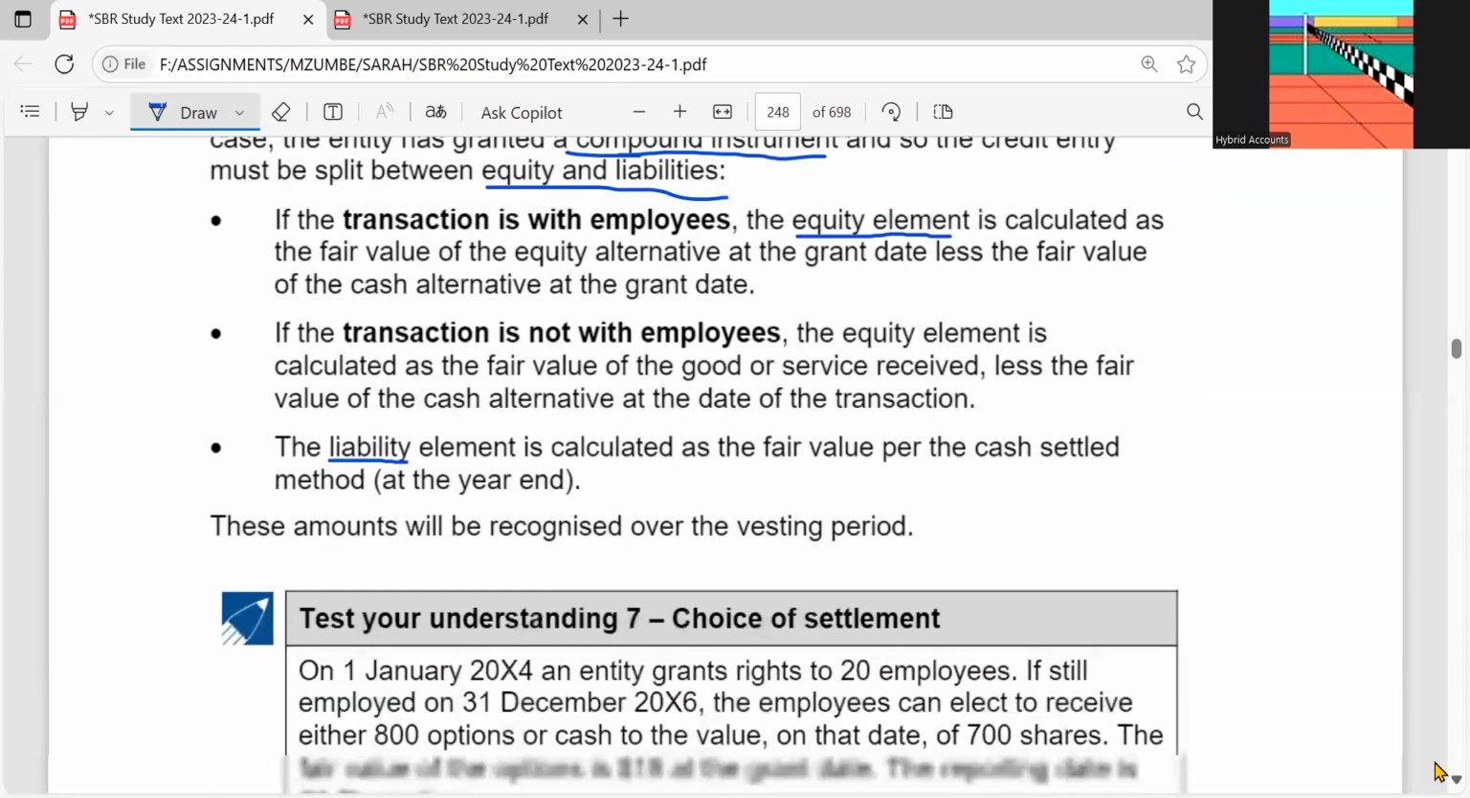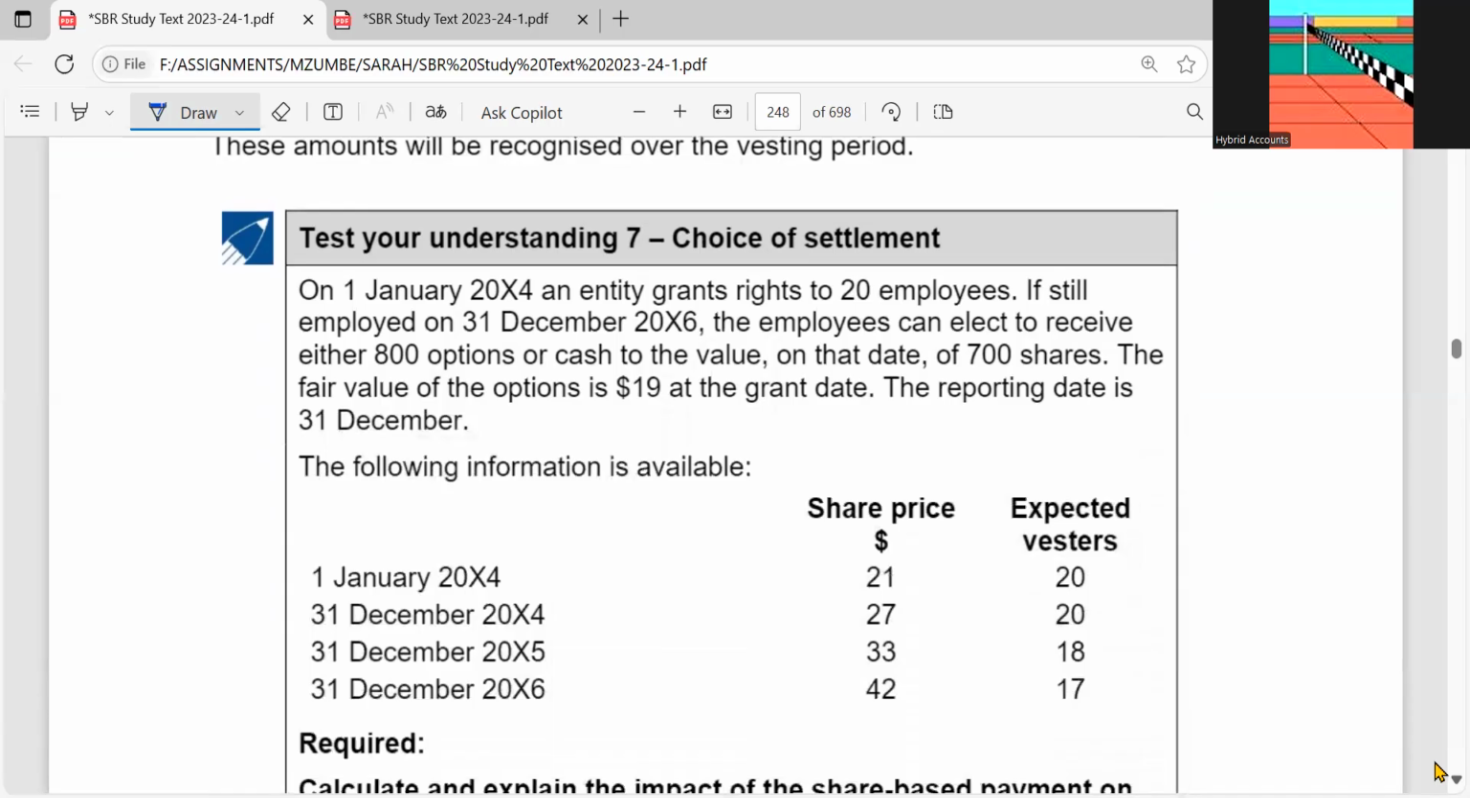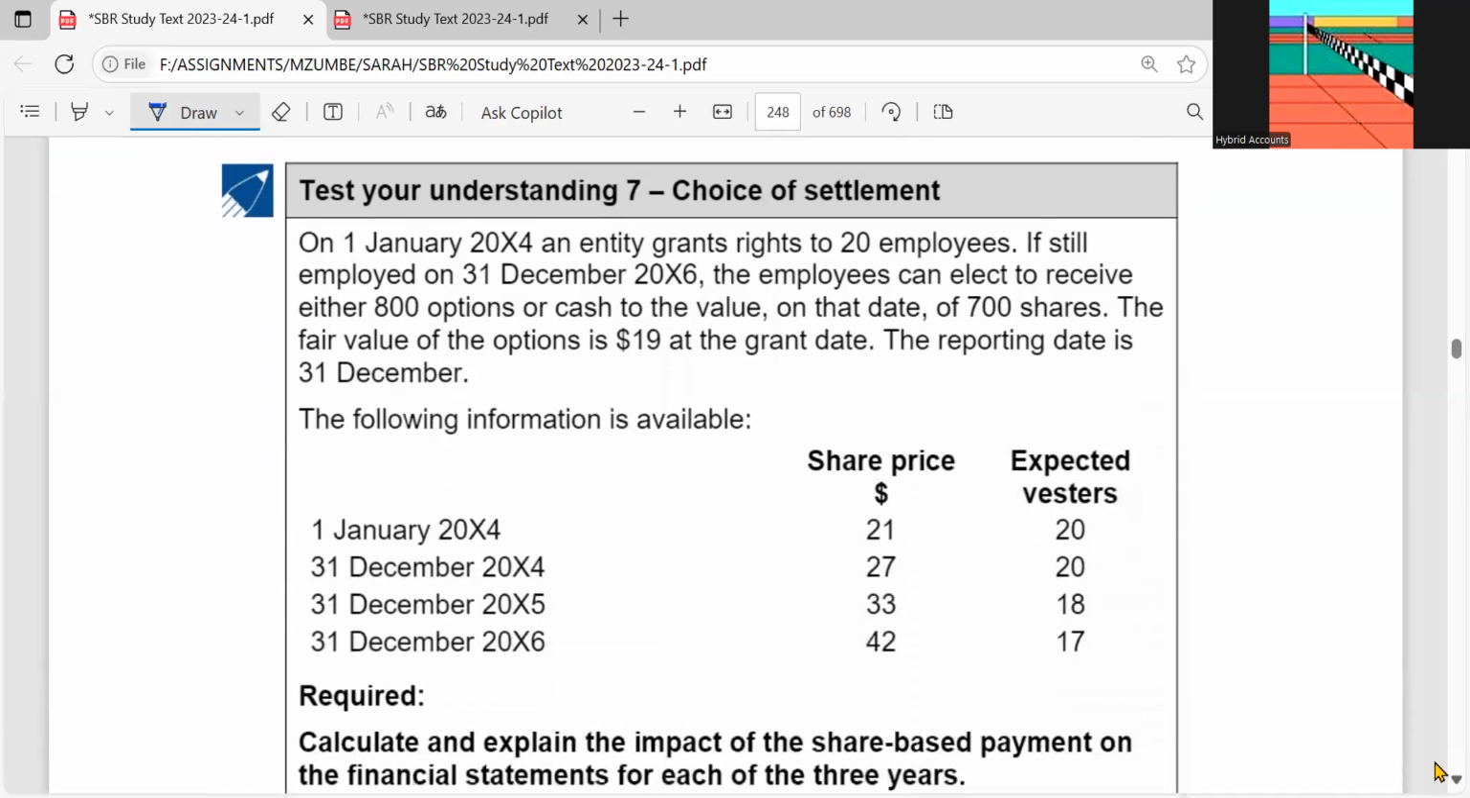Okay? So here we say these amounts will be recognized over the vesting period, which is normal. That's what we usually do, right? Okay, now let's look at the test of understanding number 7, the choice of settlement. What are you going to do with this? Okay, let's read the question and proceed.